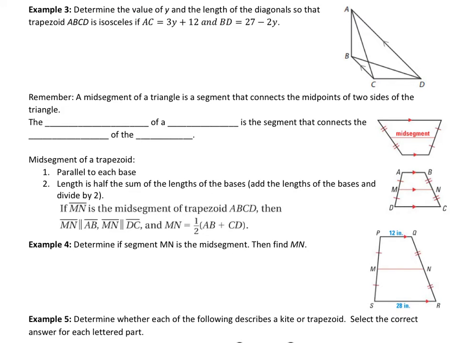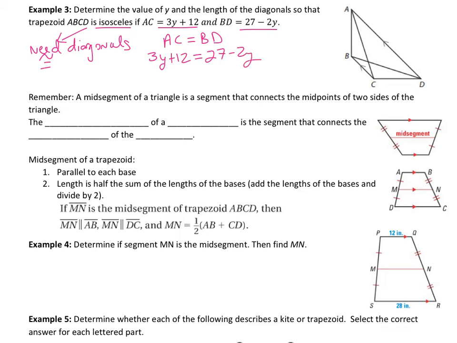In example 3, determine the value of y and the length of the diagonal so that the trapezoid ABCD is isosceles. So we want it to be an isosceles trapezoid, and notice that they give us the diagonal lengths themselves are 3y plus 12 and 27 minus 2y. We need the diagonals to be congruent for it to be an isosceles trapezoid, so that means that these two pieces, AC, needs to be equal to BD. So we can set up 3y plus 12 equals 27 minus 2y.